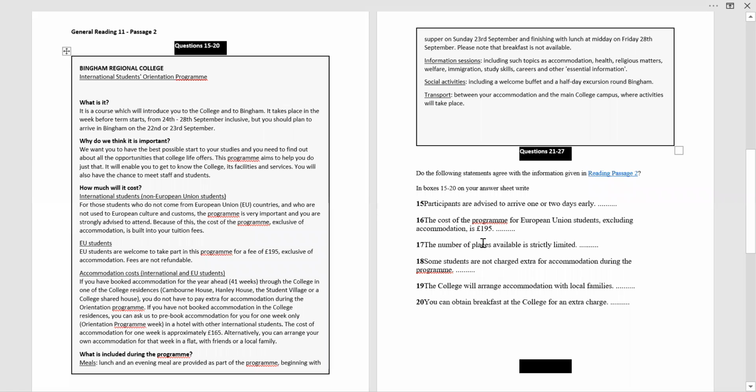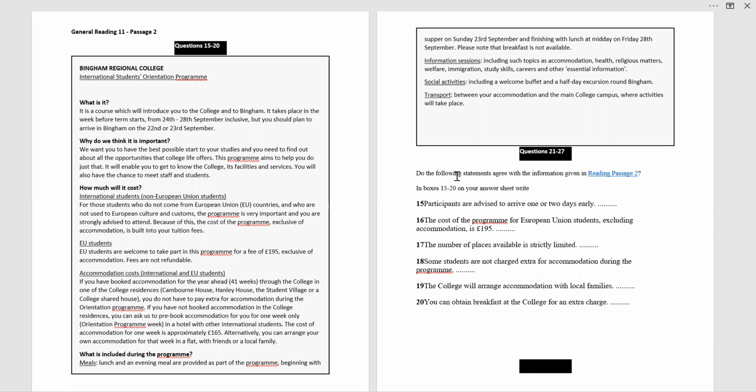And 16, I guess, if anybody is wrong with 16, tell me, or otherwise we can skip it. This is also true. The cost of the program for European Union students, excluding accommodation, is £195. Here they say EU students are welcome to take part in this program for a fee of £195, exclusive of accommodation. Fees are not refundable. So they are mentioning the same cost for EU students, excluding accommodation, in both places. So it is true.